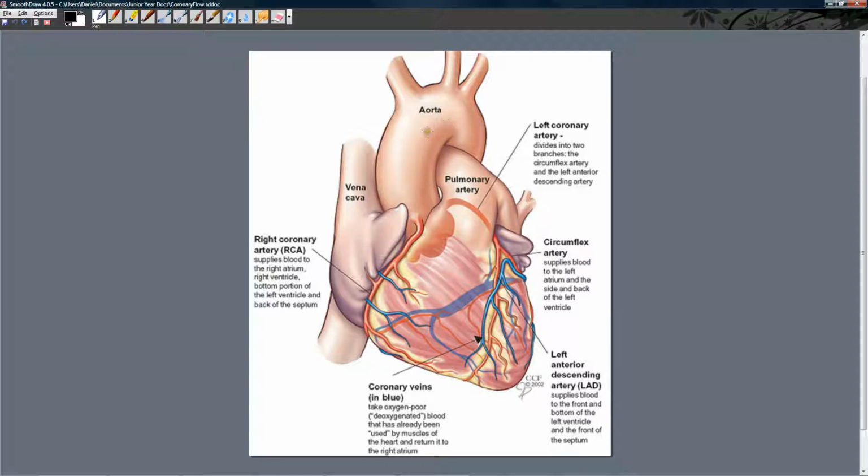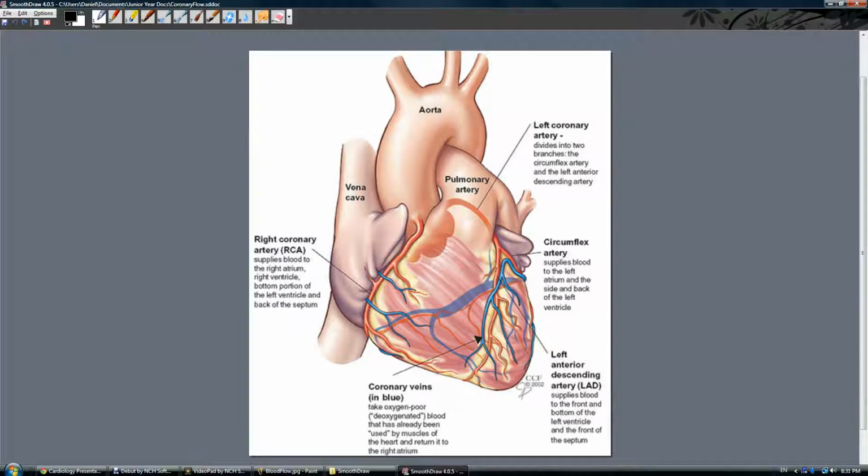When it relaxes, it's actually the diastolic pressure that sends blood through these coronary arteries and into the heart. This is unique because the coronary arteries are the only arteries in the body that function based off of diastolic pressure. There are 3 major coronary arteries that you should know.